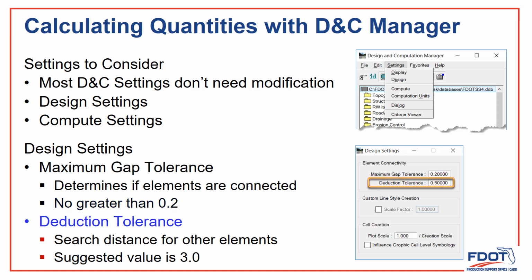The deduction tolerance sets the distance that D&C will look around a given element to identify another element that could affect the quantity value. This is primarily used by FDOT for calculation of curb and gutter when there are inlets. Since the insertion point for an inlet cell is not placed directly on the curb and gutter line, we need to adjust this distance to allow D&C to recognize where those cells are and adjust the curb and gutter quantity accordingly. Generally, a value of 3 feet is sufficient for this purpose.